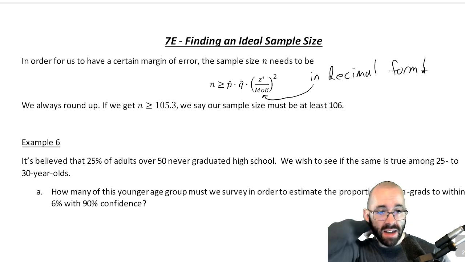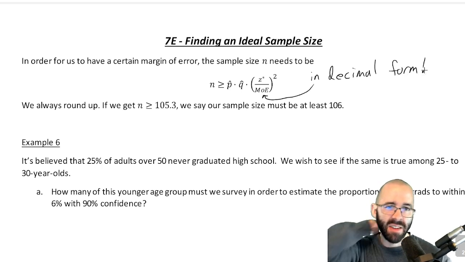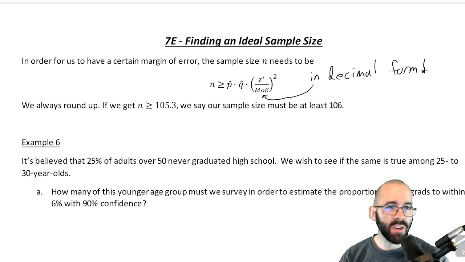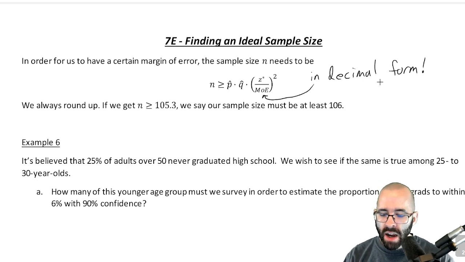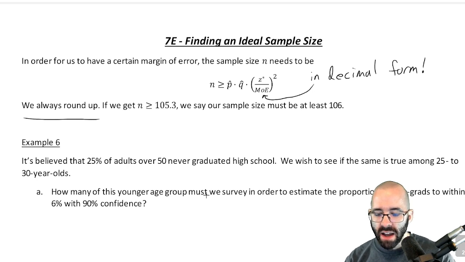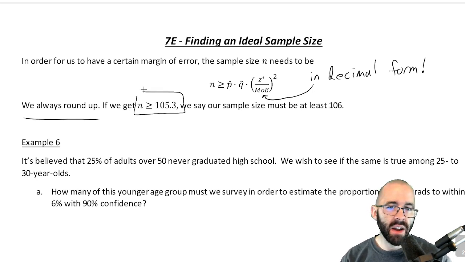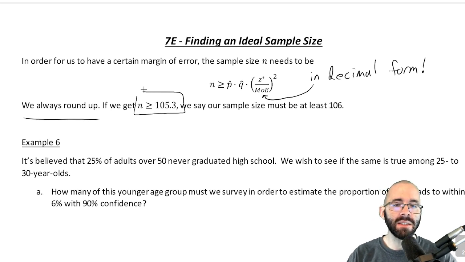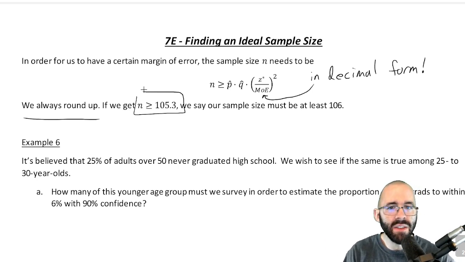Don't write it as a percent unless you include the percent sign. But usually we'll be converting it to decimals. And then we always round up as well. That's also important. If we get that our sample size needs to be at least 105.3, for example, that means we need at least a sample size of 106. Rounding to the nearest number doesn't really make sense. At least 105 is not bigger than this number. We'd need at least 106.